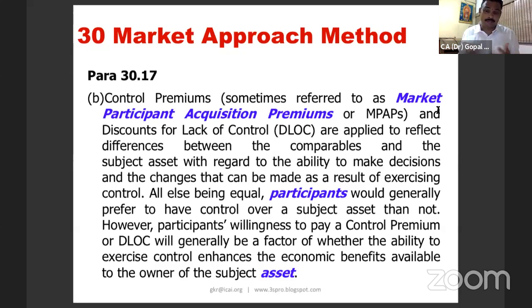assets. Now, it can also be applied for plant and machinery. It can also be applied for land and building. If the control premium or discount for lack of control is possible, it is because you are going to take a comparable price of a property nearby. That is, you want to take it not as a guideline value but as the market value. So that property was actually sold. It was a 3,000 square feet land. It was sold to somebody. He bought it. Now that price is actually 3 crore. So 3 crore divided by 3,000.